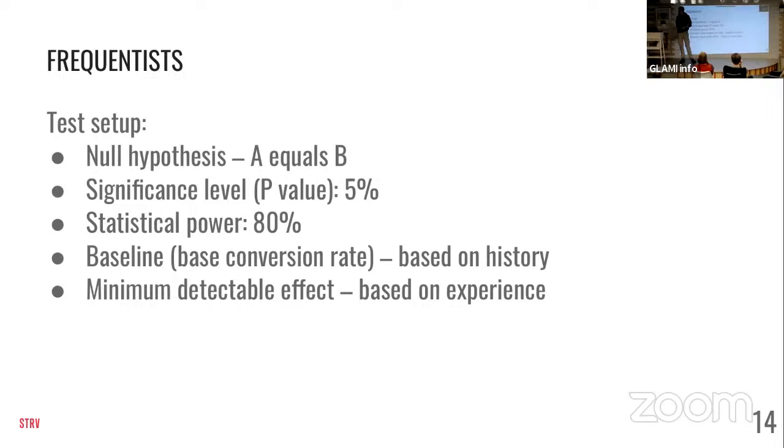The null hypothesis test just says, okay, version A is the same as version B, and this approach tries to reject this null hypothesis. The typical setup is that you have a so-called significance level of 5%. It's called the p-value if you actually compute it after the test, or type 1 error. But I don't want to go into many details there.